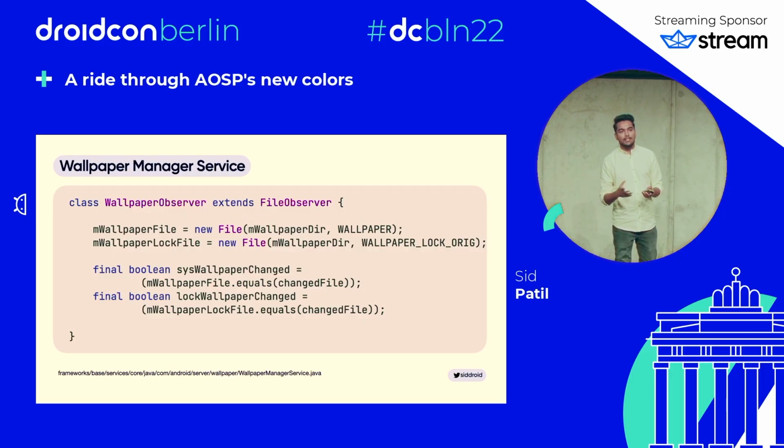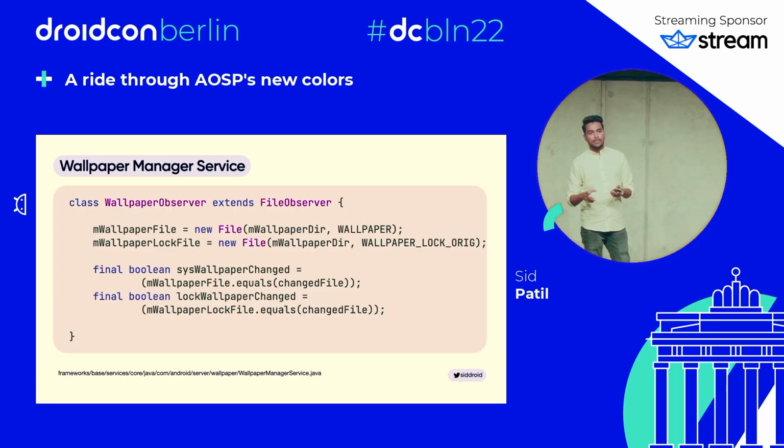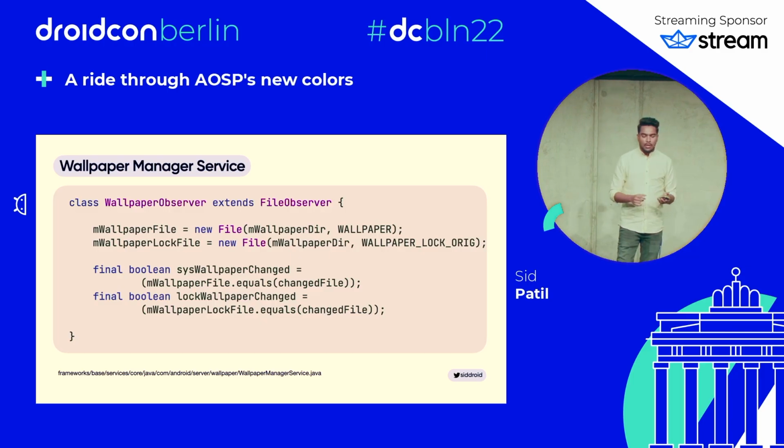And that's how we understand that the wallpaper has changed. So now there's two things that can happen here. There could be a change in the system plus the lock screen wallpaper, or home screen plus the lock screen wallpaper, or we could just have a lock screen wallpaper change. So that's why we are observing some of these changes on both the wallpapers.